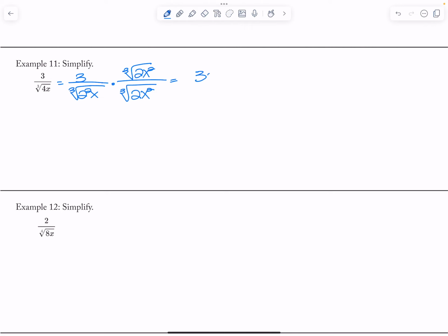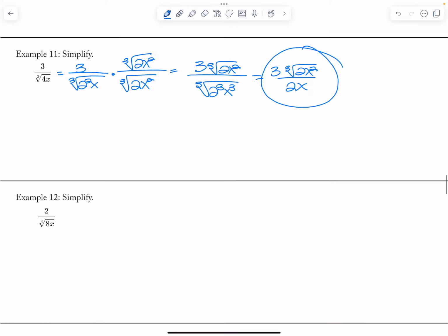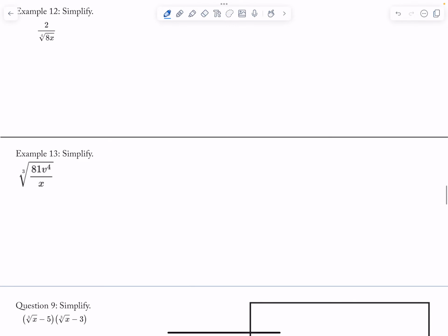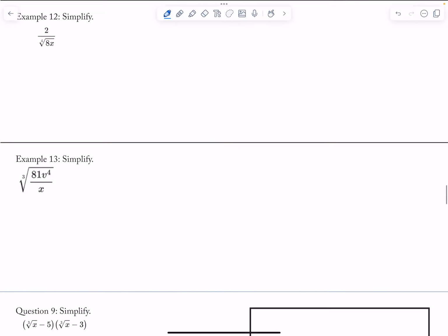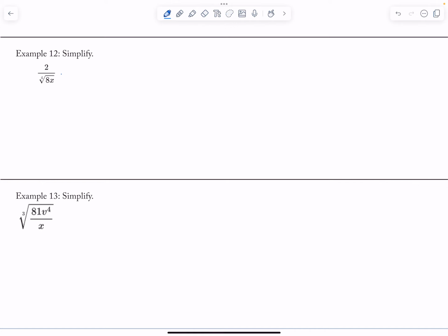So I get a 3 cube root of 2x squared over, in the denominator, I get a 2 cubed and an x cubed. So I get 3 cube root of 2x squared over a 2x. Okay? And we're going to keep going. Okay, so I have the 4th root of 8. And again, what I would have done is I would have rewritten this as powers. Oops, not a cube root. Let's start over.